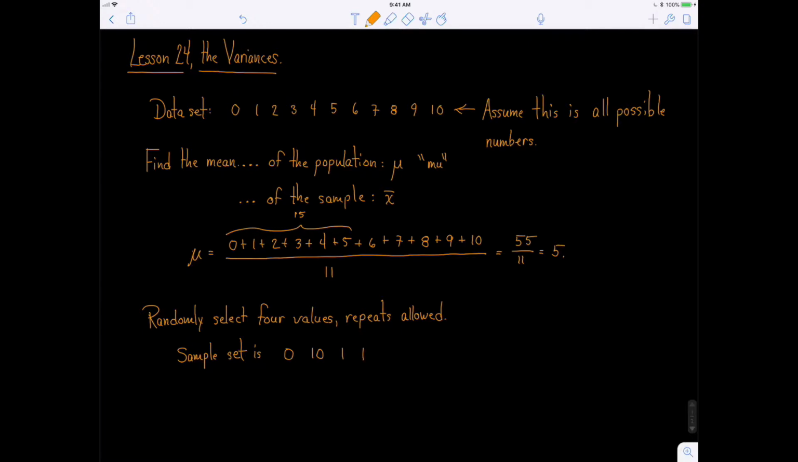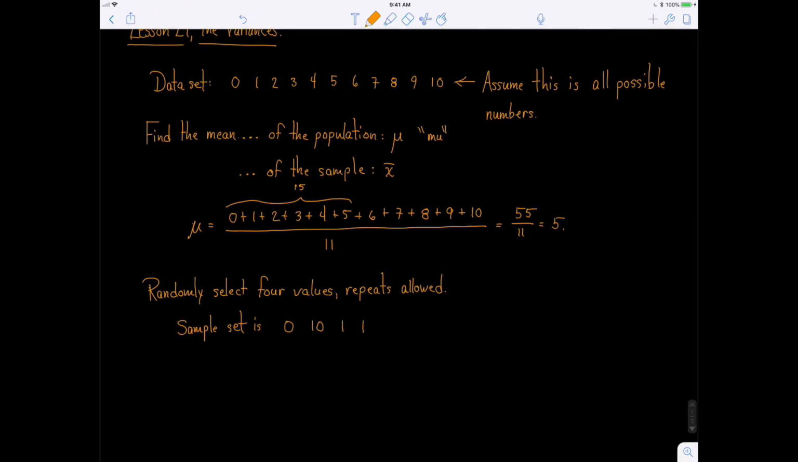So that is my sample data set, and we're going to do the same thing, but this time when we're finding the mean, we're finding x bar, because this is just a little tiny piece of the whole. So I would take 0 and add to that 10 plus 1 plus 1. There are 4 values, so that's 12 divided by 4, and so x bar is 3. X bar is 3.